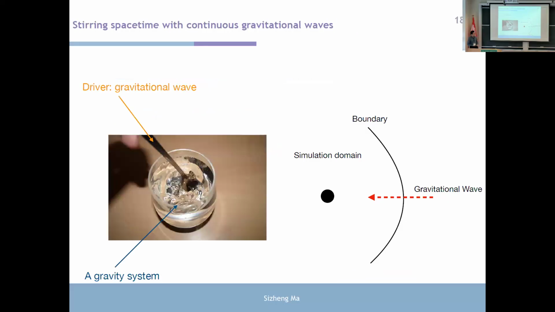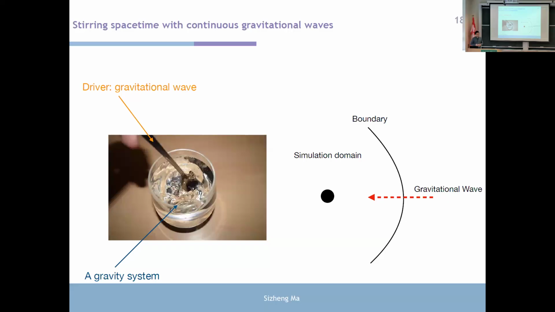Or we can inject continuous gravitational waves into a system. This is analogous to using a spoon to keep stirring a bottle of water. When the fluid is driven continuously, some nonlinear mechanisms behind that could trigger energy cascades across scales and generate small eddies due to this direct turbulent cascade.